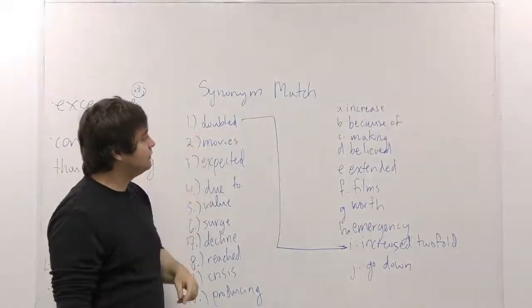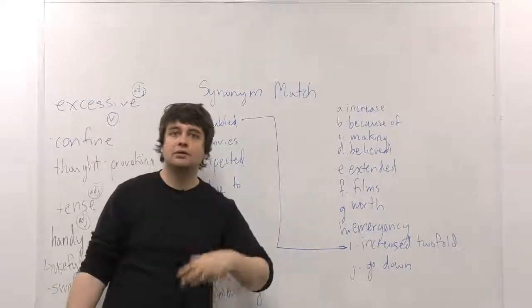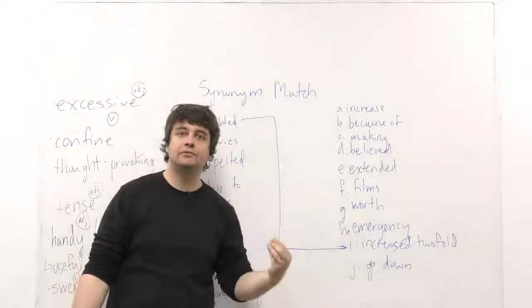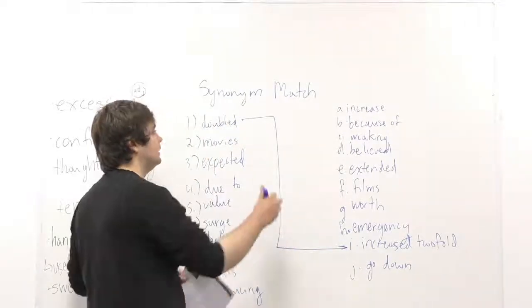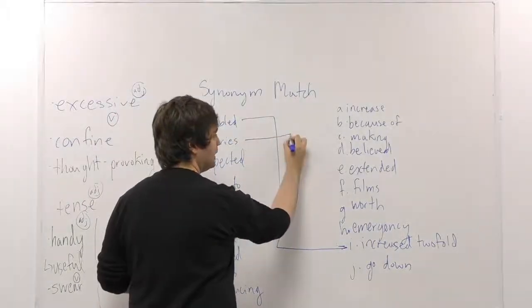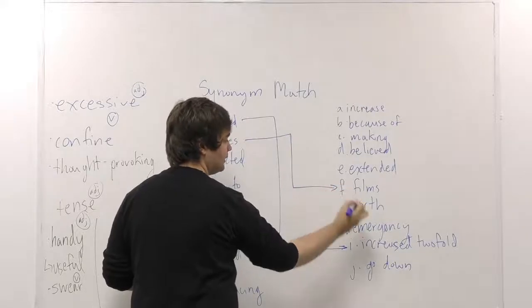Okay, number 2, we've got movies. What is another term for movie? What is a synonym for movie? Obviously, the answer here is pretty easy. Our synonym is F, films.